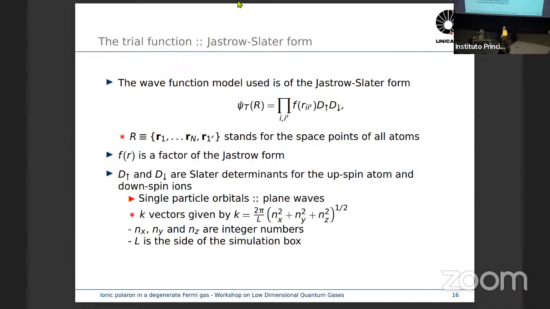Of course, when we have just one single ion and one single atom with down spin, we don't need this determinant in this case. The single particle orbitals in these determinants are plane waves, where we take these K vectors in a manner consistent with the size of our simulation box.